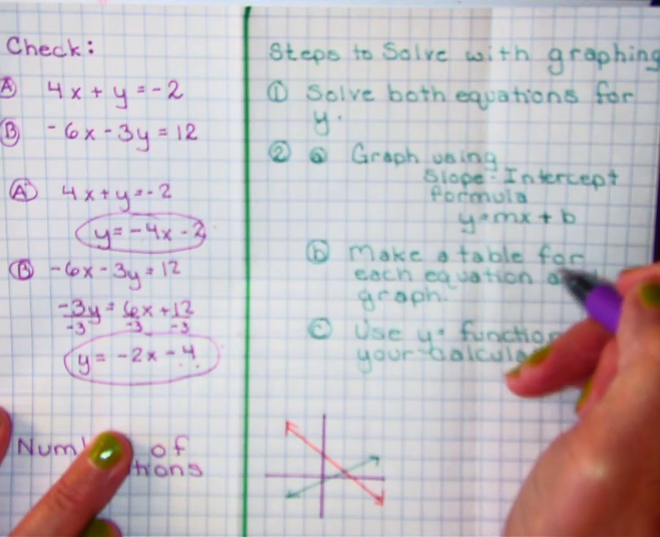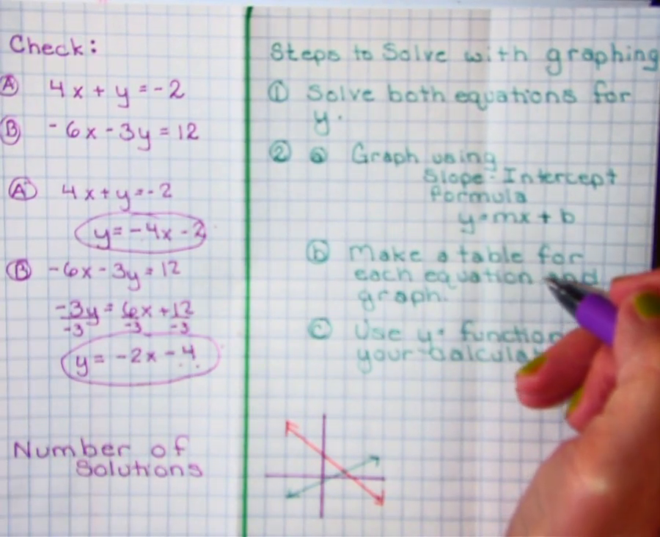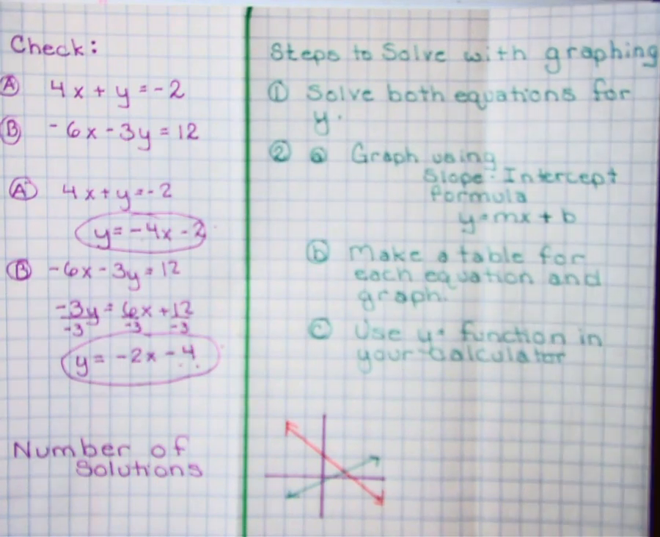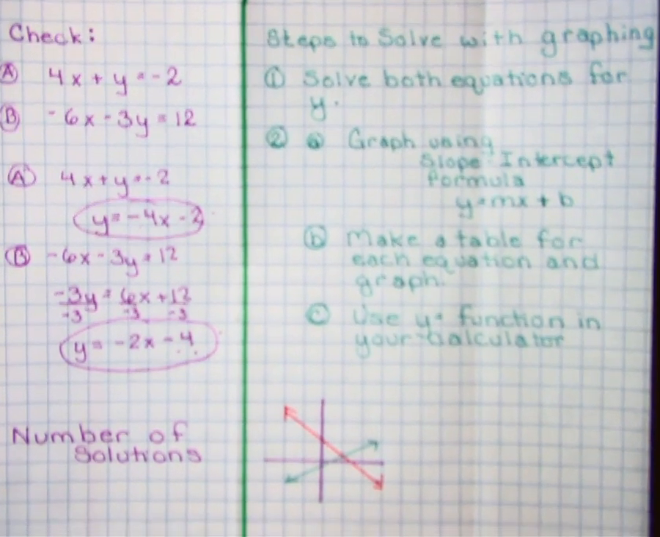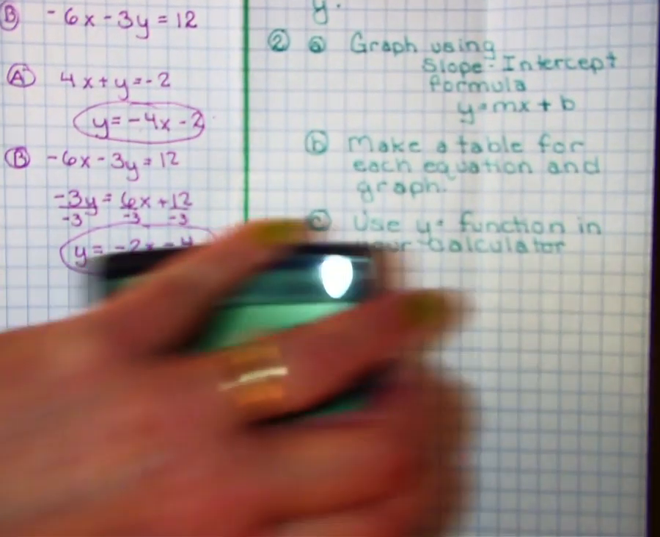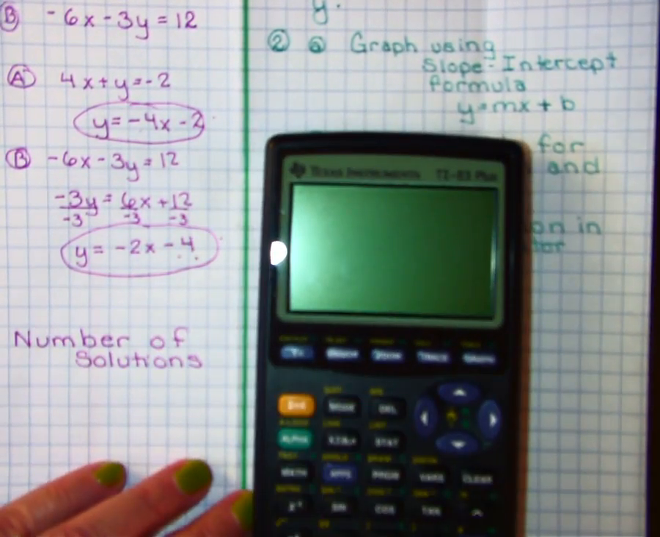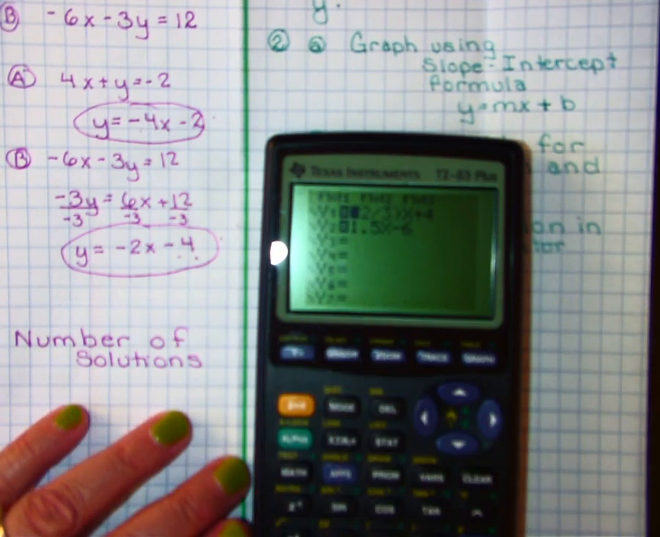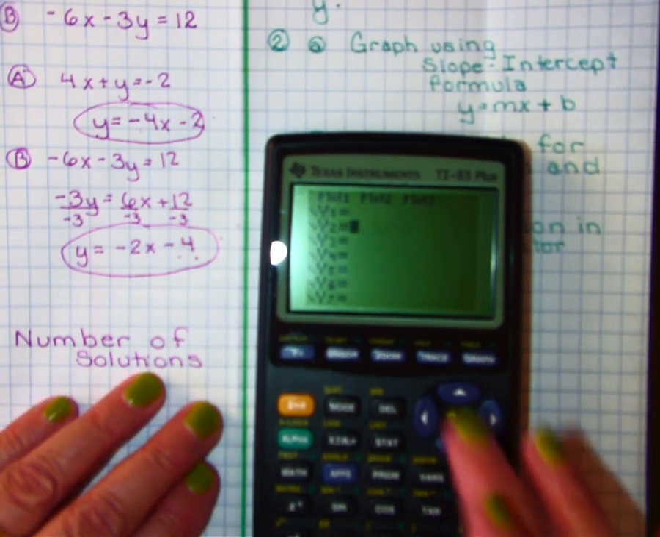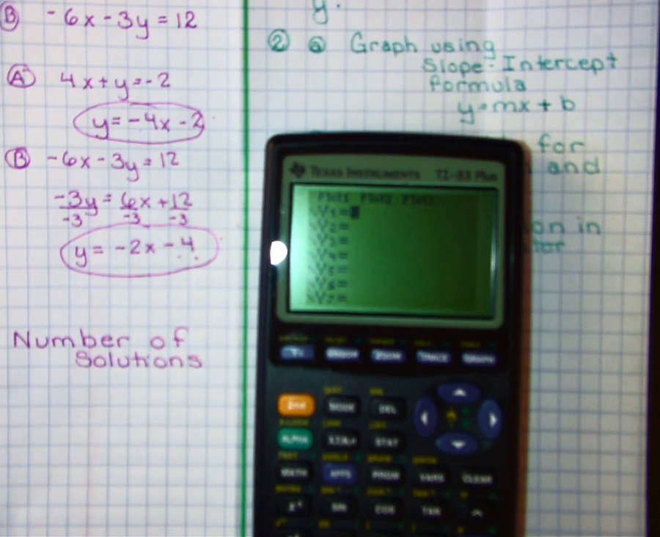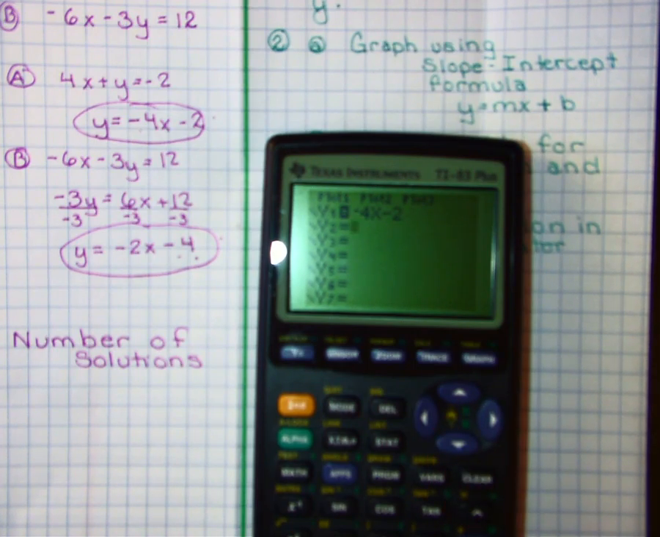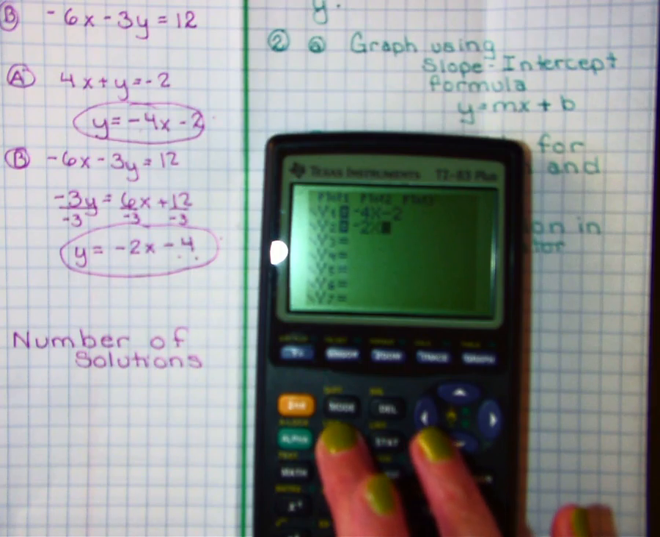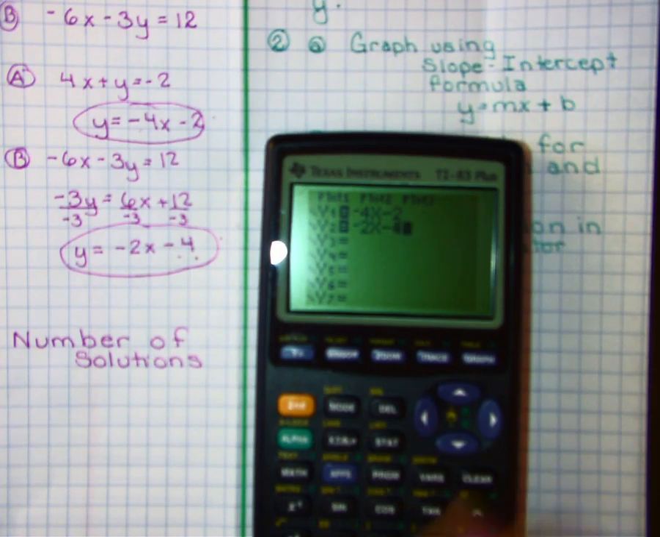So all I have to do is either make a table for each equation and graph it, or I can just use the y equals function in your calculator. If I do that, I would take my calculator and hit y equals, clear these, and enter y equals -4x minus 2, and y equals -2x minus 4, and hit graph.